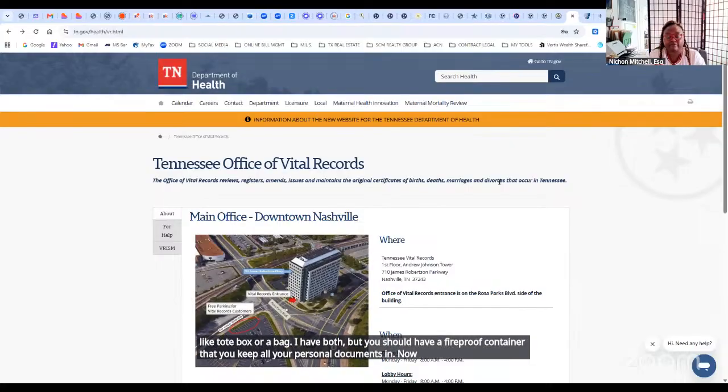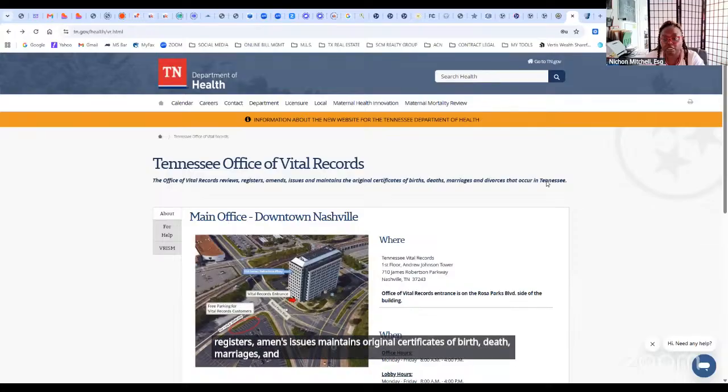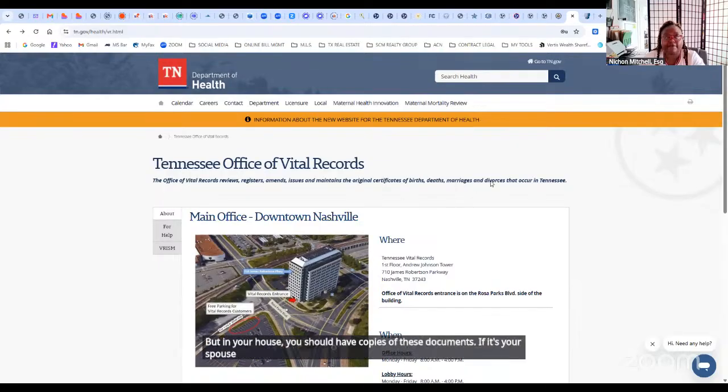Now, how do you get it? The office registers, amends, issues, and maintains original certificates of birth, death, marriages, and divorces that occur in Tennessee. So you want to get original certified copies. Once you get the certified copies, you can just make regular plain copies. But in your house, you should have copies of these documents. If it's your spouse or a child, God forbid, or your parents, you should have death certificates, birth certificates, marriage licenses. You should also have extra copies of the Social Security card.